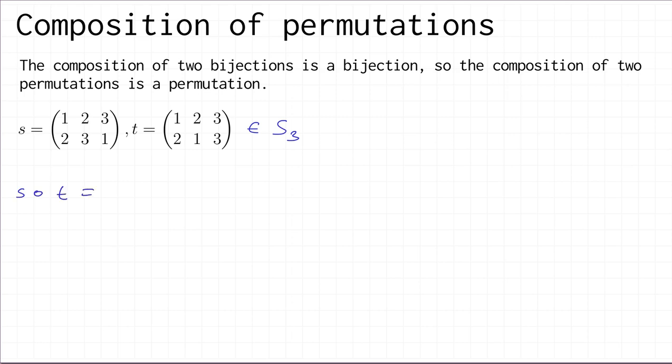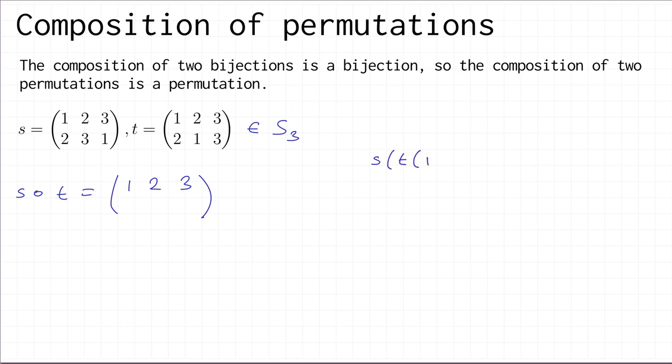We're going to do S composed with T, and that should be a permutation in S3, so it should have a two-row notation like this. And of course, S composed with T means the function whose rule is do T, then do S. So let's work these things out.